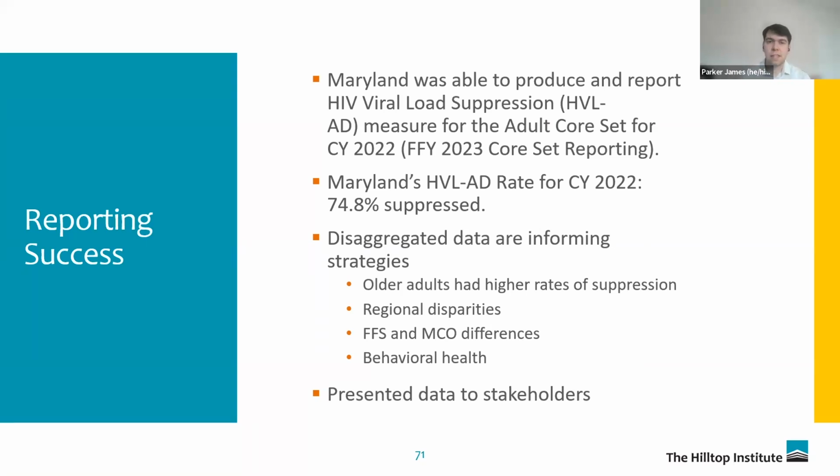So we were able to succeed and report our measure for this calendar year 2022, or federal fiscal year 2023 core set reporting. Our HVL-AD rate for calendar year 2022, a little lower than Iowa's, was 74.8% suppressed. This is higher than the overall suppression rate for Maryland, but we know that we want to take steps to improve these rates. We also knew that this overall rate wasn't going to tell the full story, and so we worked with NASTAD to really focus in on disaggregating the data by some key populations: age, race and ethnicity, region, fee-for-service and MCO, and also looking at some comorbidities like behavioral health. And these data were also really helpful in terms of presenting the data to stakeholders.